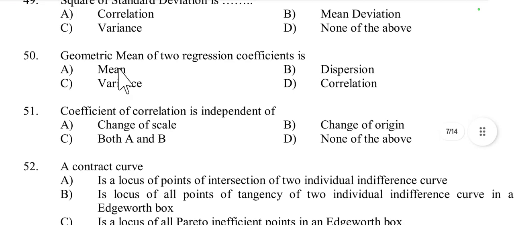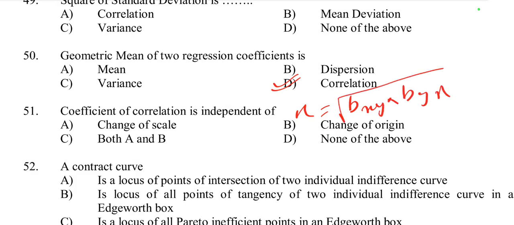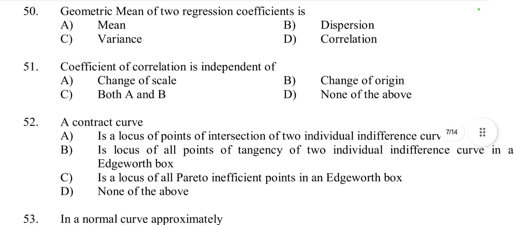Then question number 50. The geometric mean of two regression coefficients is mean, dispersion, variance, or correlation. So the geometric mean of two regression coefficients is called correlation. The geometric mean of two regression coefficients, r, is equal to the root of bxy into byx. So the geometric mean of two regression coefficients is correlation. Then question number 51. The coefficient of correlation is independent of.